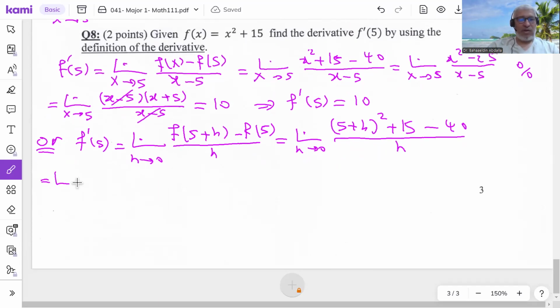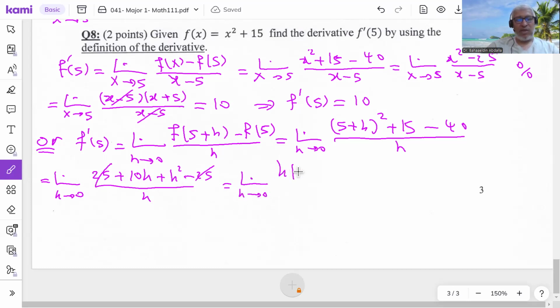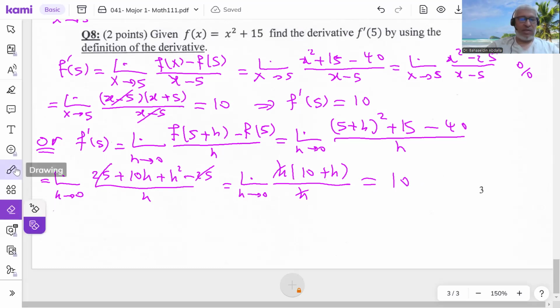And let us simplify this limit. Let us expand the square. So I'll have 25 plus 2 times 5 times h, that's 10h, plus h squared, and 15 minus 40, that's minus 25, over h. Cancel 25 with 25 and take h as a common factor from the numerator. Cancel h with h, then replace h by 0. So the answer is 10. So f prime of 5 is 10.